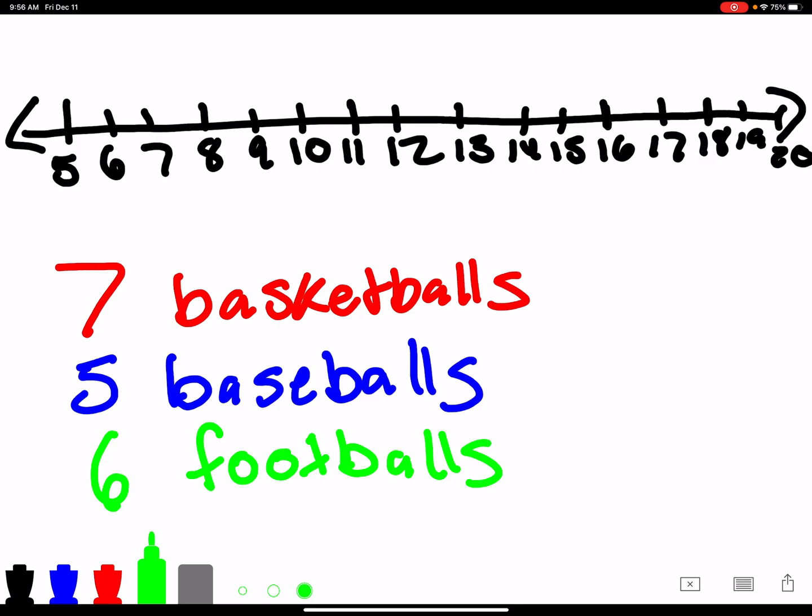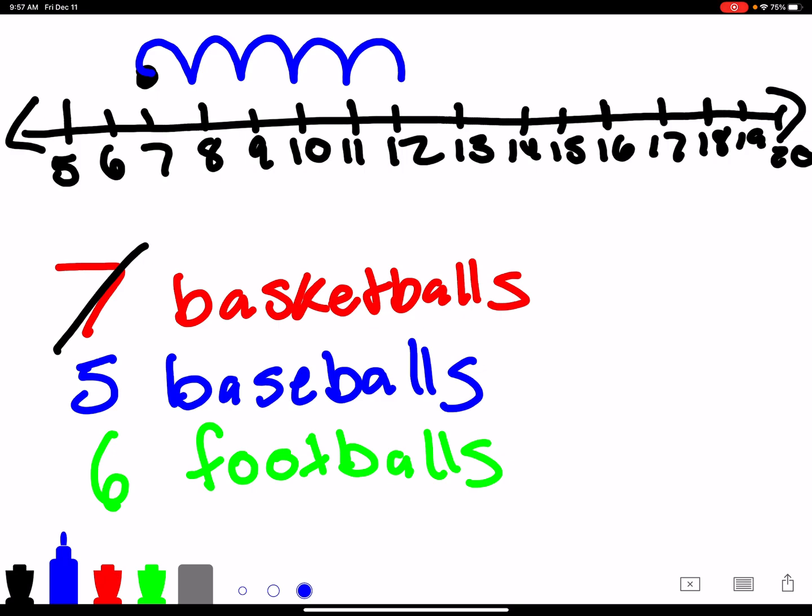And what I recommend for you guys, so you don't have to do as much counting, is to place the dot on the biggest number. So I would place it on 7, since it's the biggest out of 5 and 6. So we start out with 7, and then we have 5 baseballs, so we have to move forward 5. 1, 2, 3, 4, 5, and we have 12.